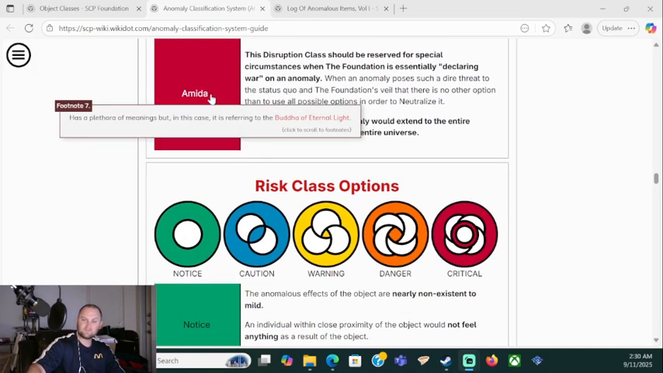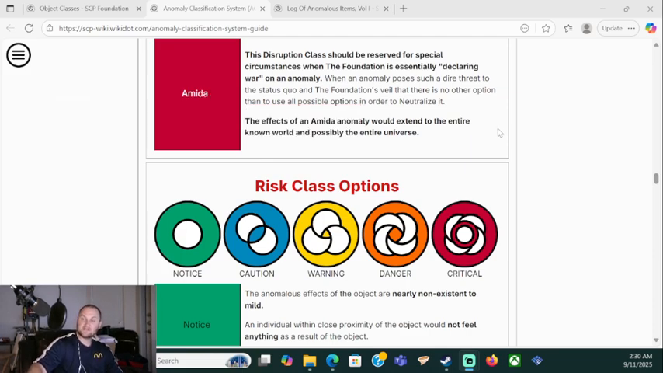Amida has a plethora of meanings, but in this case is referring to Buddha of eternal light. This disruption class should be reserved for special circumstances when the Foundation is essentially declaring war on an anomaly. When an anomaly poses such a dire threat to the status quo and the Foundation's veil, there is no other option than to use all possible options in order to neutralize it. The effects of an Amida anomaly would extend to the entire known world and possibly the entire universe.